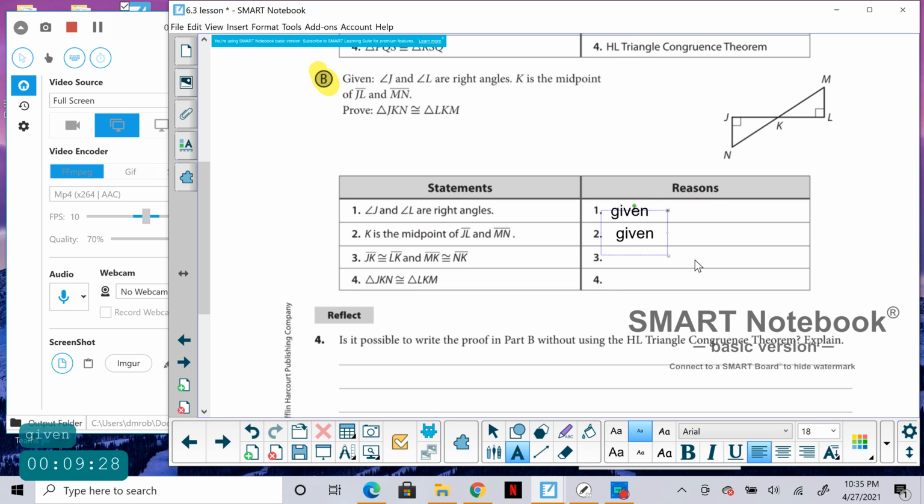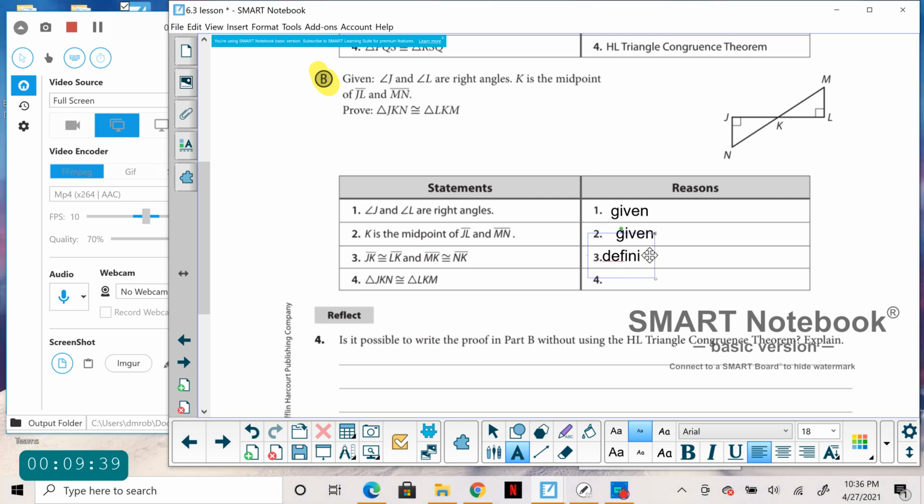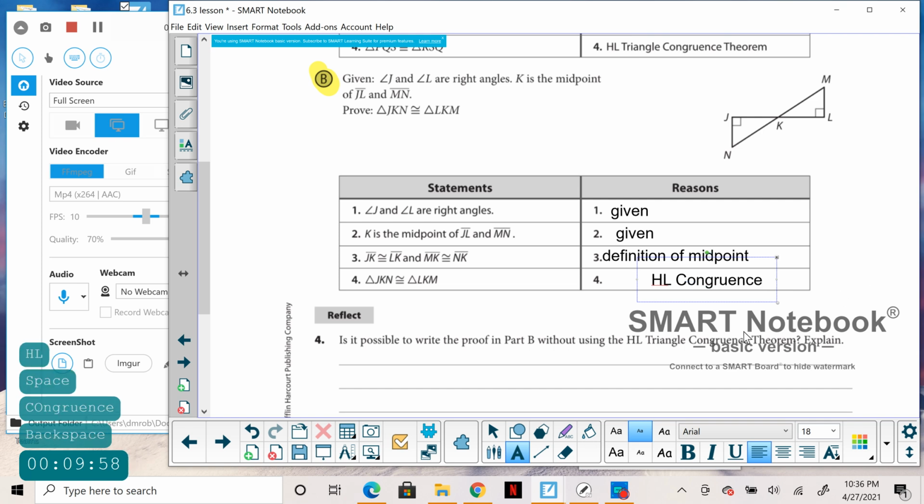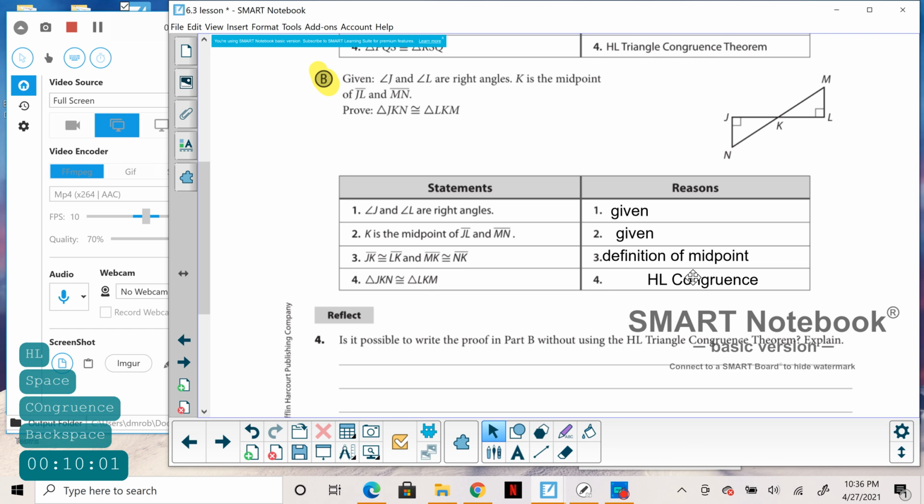And we can say that JK is congruent to LK and MK is congruent to NK. This is the definition of midpoint. And then our triangles are congruent by the hypotenuse leg congruence. So those are the reasons in this proof.